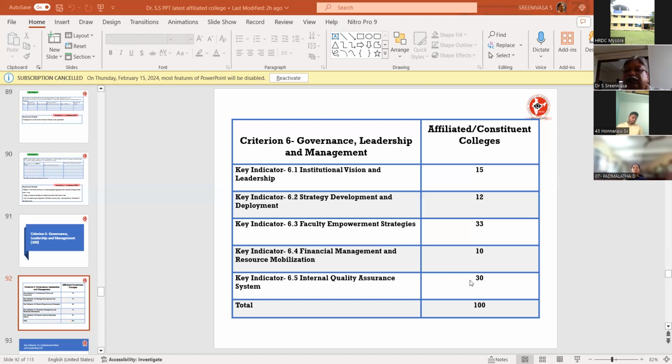And IQAC has to look into the quality aspects in each criterion. Criterion 1 is the curricular aspect, what is needed in the curriculum. Second, the teaching-learning method, how improvement has to be done. Third is research, how research activities have to be done, what the number of publications should be, what the quality of publications is, what the policy of research is, and what the policy for consultancy is. All these have to be formulated through the IQAC cell only.